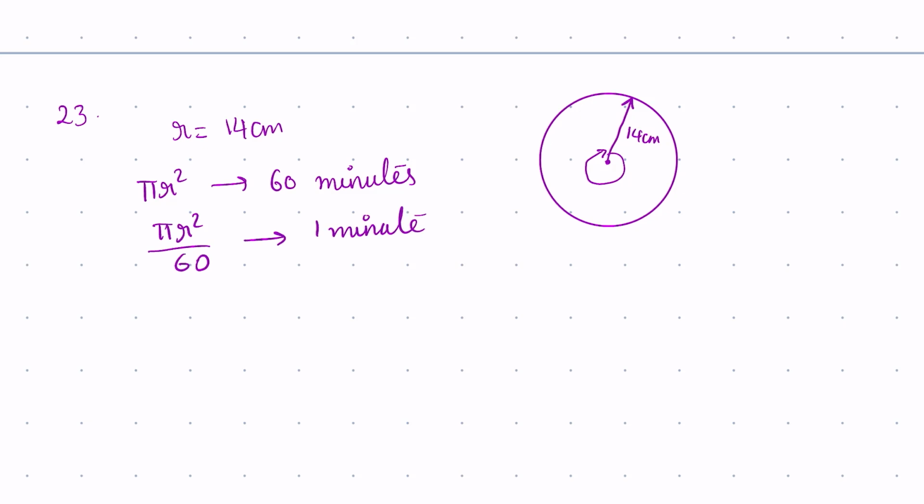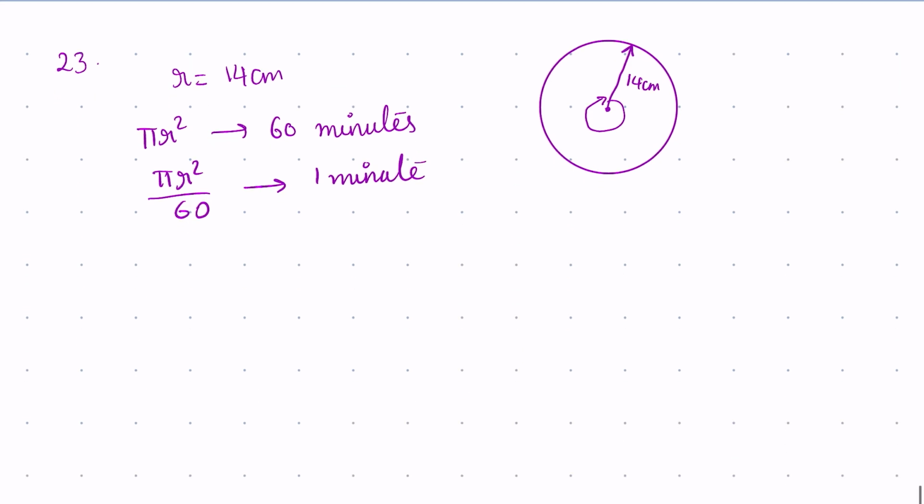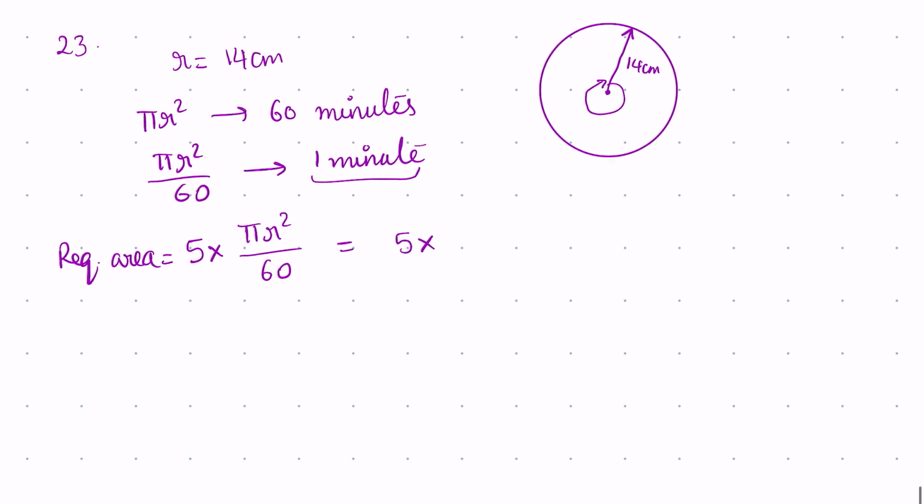So then how much area will it sweep in 5 minutes? Well, it's just the simple unitary method. So 5 times whatever the area is for 1 minute. So that's nothing but 5 times pi r squared by 60. Now that's the required area, which is equal to 5 times, what is pi r squared? Well, pi, let's assume, is 22 by 7 times r squared, which in this case is 14 times 14, and I have 1 by 60 here.